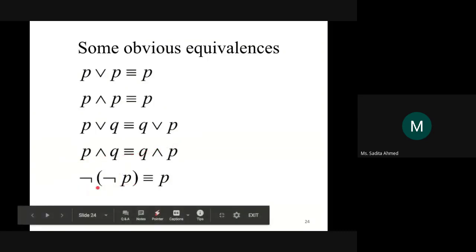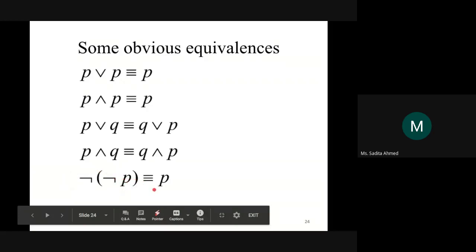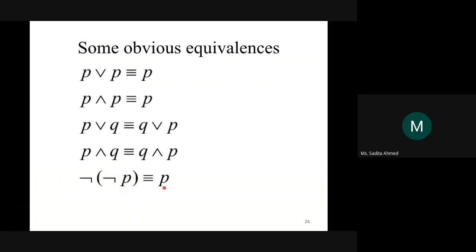This is something we call the double negation law. Something like minus minus is plus. All right. So negation applied on negation of P will give you P in its normal form. Right. So these are some of the obvious equivalences that you need to know about for some of the things that we will discuss later on.